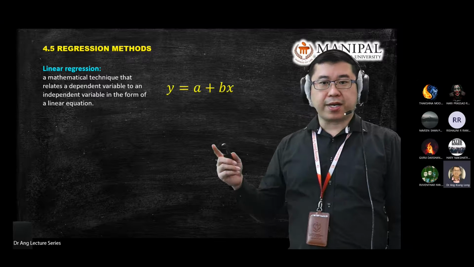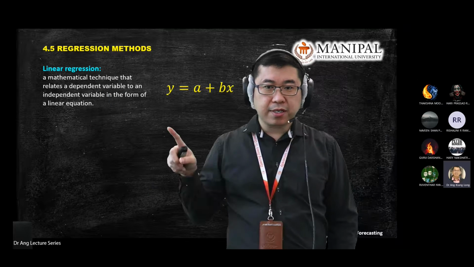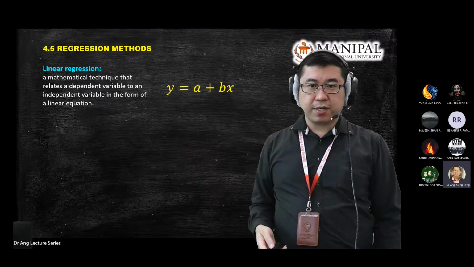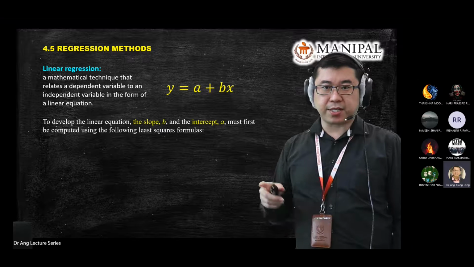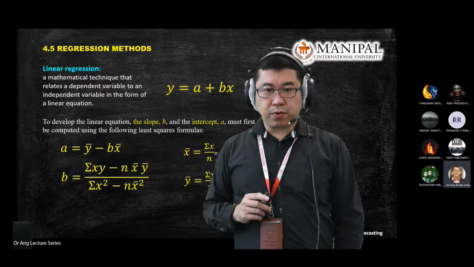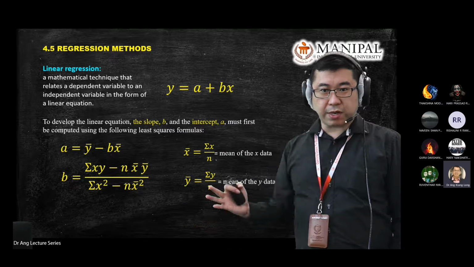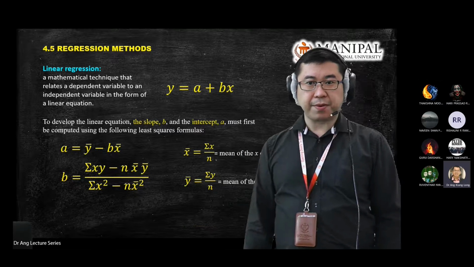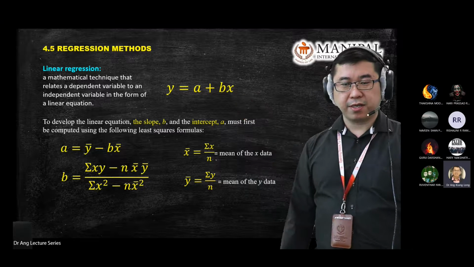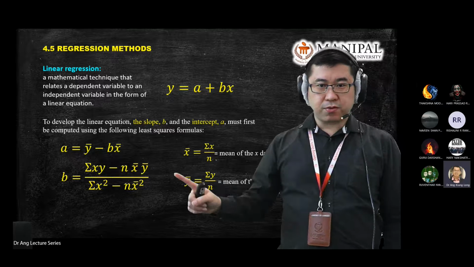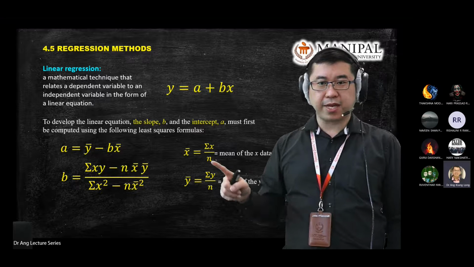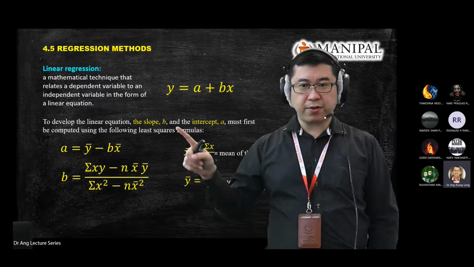So linear regression: just now you saw the linear equation, y equals a plus bx. This is a linear equation. To develop the equation, you have seen this equation before for the linear trend method. A equals this one, B equals this one, average this one, average this one, x, y. You substitute the values, you get your A and B.